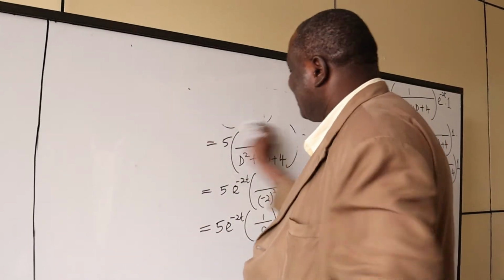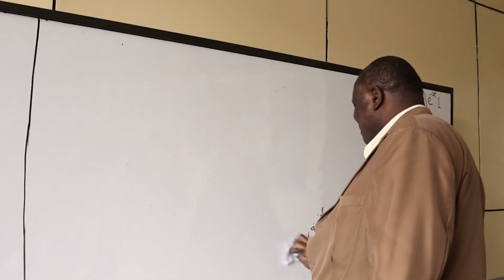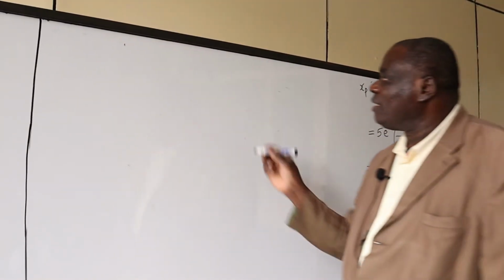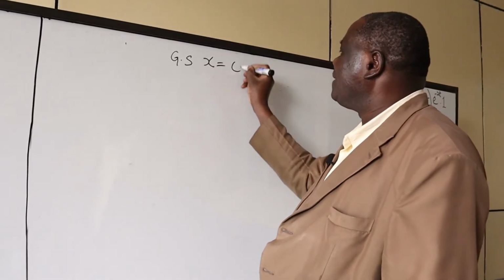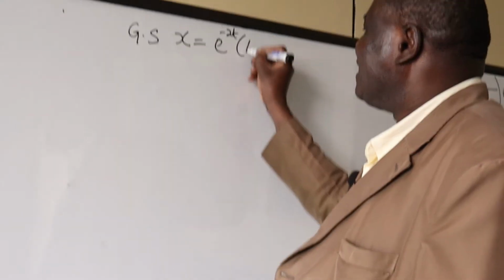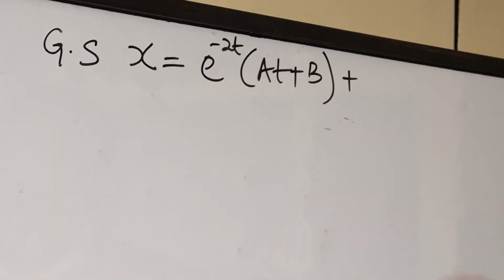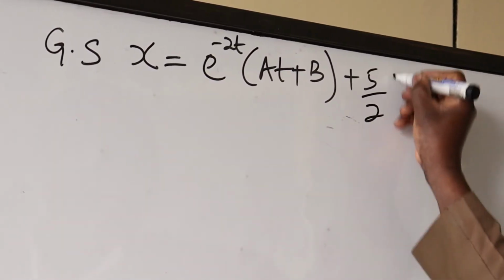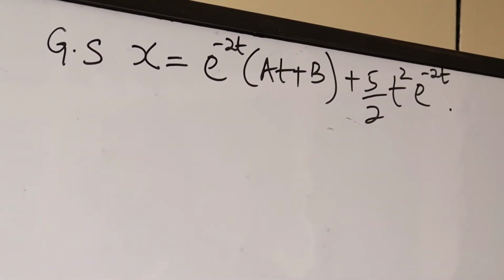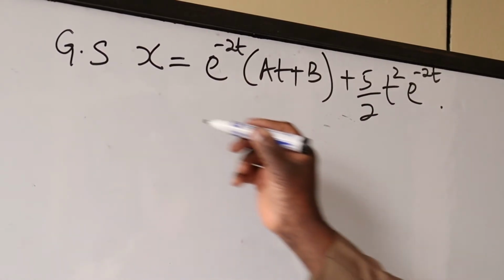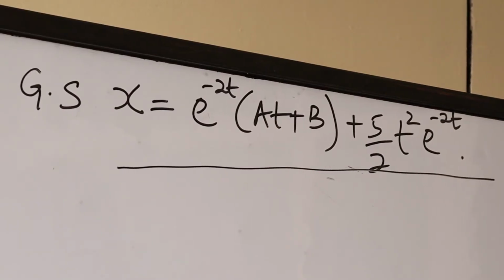The general solution will now be given by x equals e^(-2t)(At + B) plus 5/2 t squared e^(-2t). And that is the end of that solution of the differential equation.